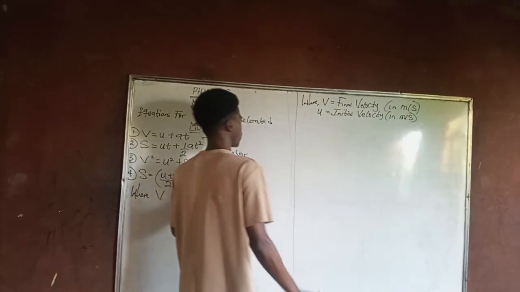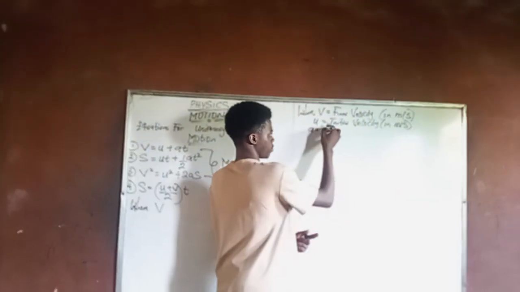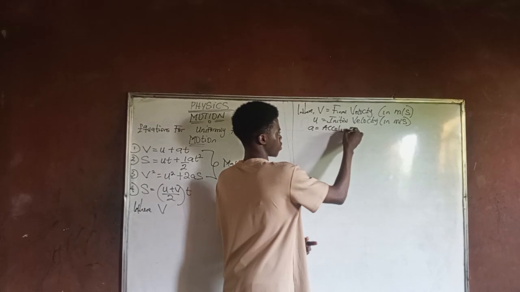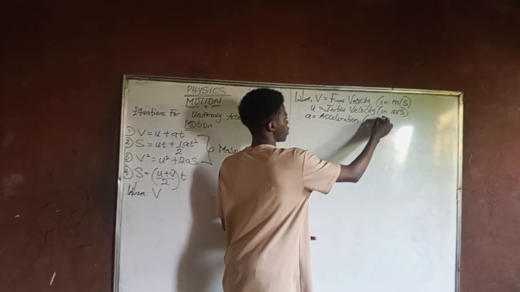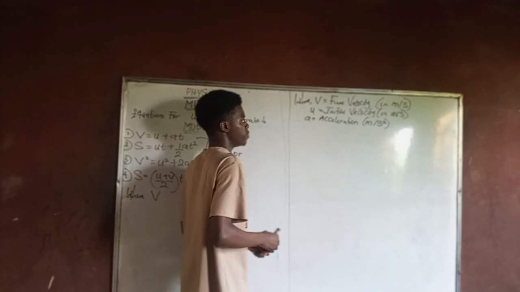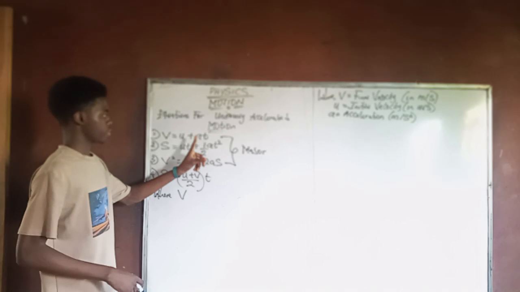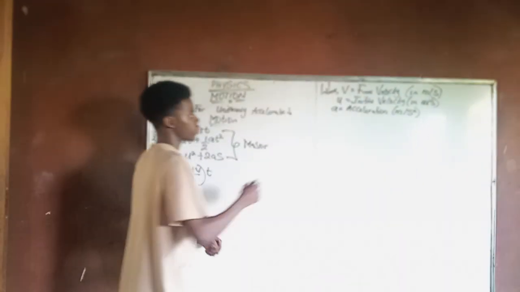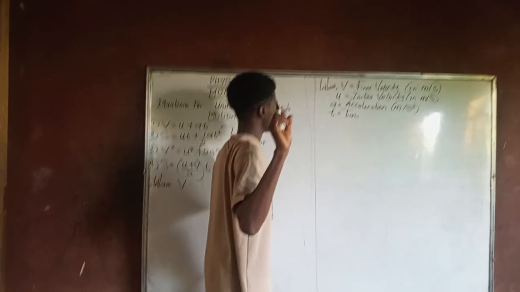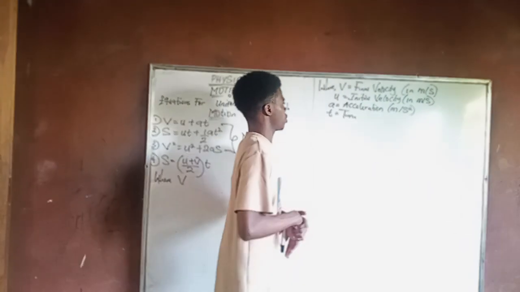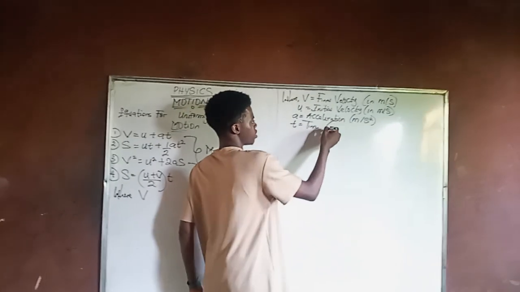What again are we having? A is the acceleration, in meters per second squared. Also, I'm having my t. The t is the time, and we all know that time is in seconds.